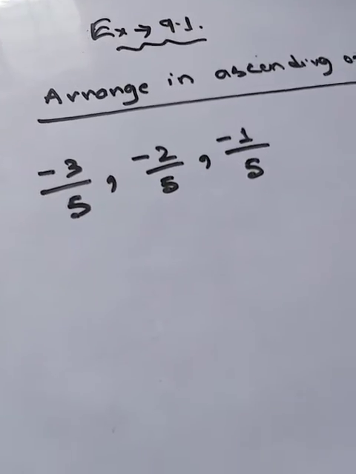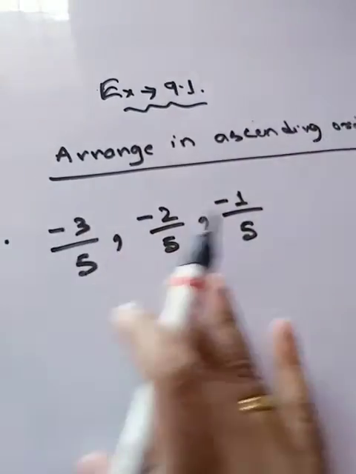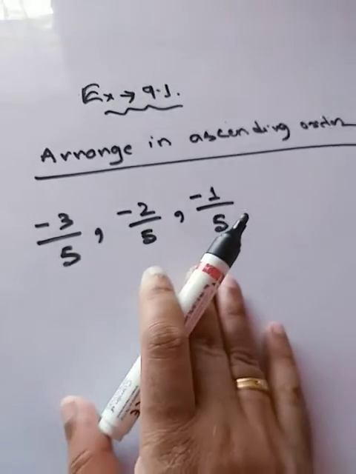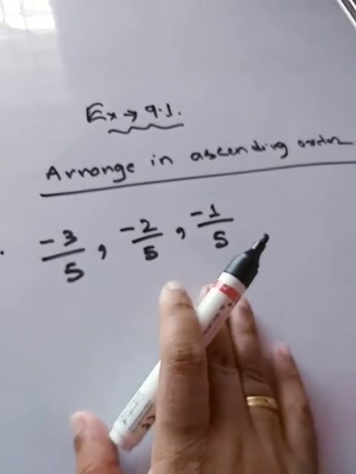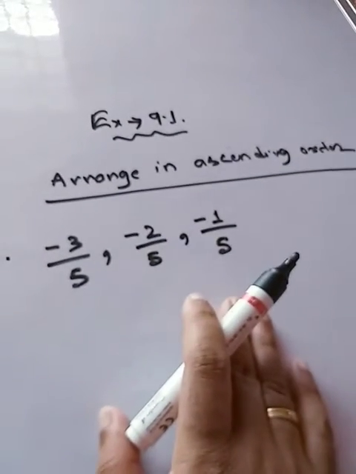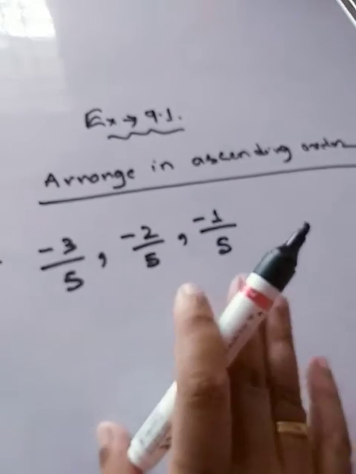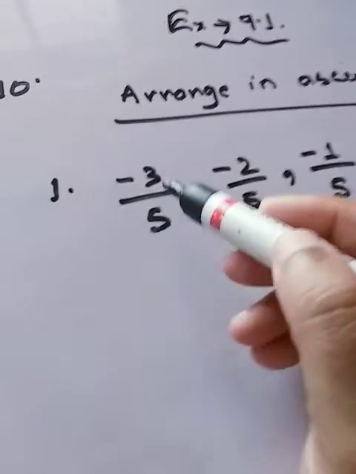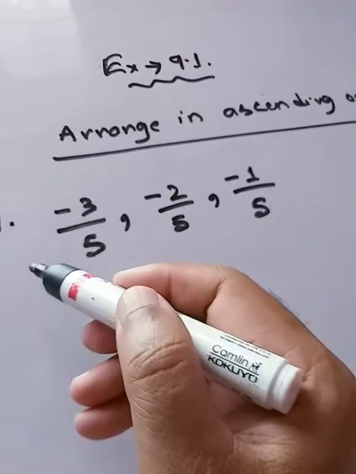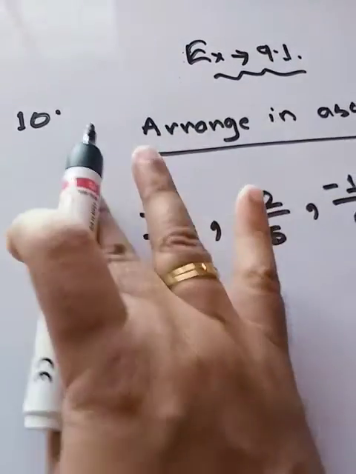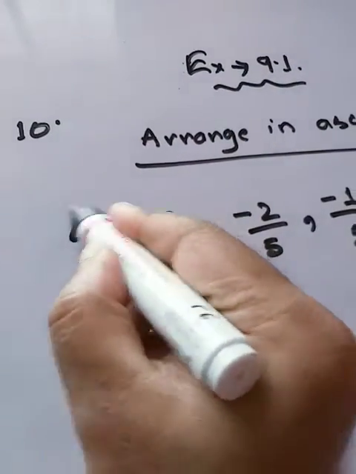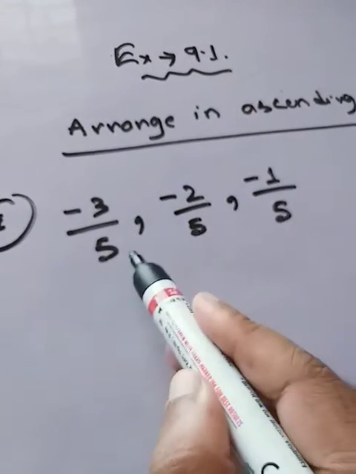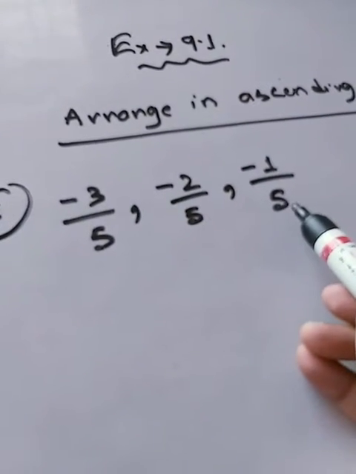Okay, first of all let's try to understand this type. Then I will come to those rational numbers which carry different denominators. So in that case, what do you have to do? Now as you see in the first sum, that is sum number 1 of question number 10, all the rational numbers are carrying the same denominators.